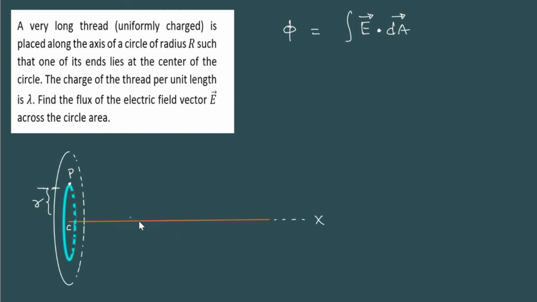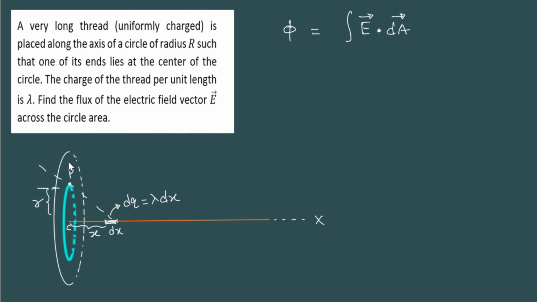At this point, let us first calculate the electric field due to the charge on the thread. In order to do that, we will have to take a sample charge at a position x on the thread. Let's say the length of this piece of thread is dx. What will be the charge of this small portion dq? This will be lambda times dx. Now, dx is assumed to be so small that you can treat it as a point charge. Once you treat it as a point charge, the electric field at point P will be along this line.